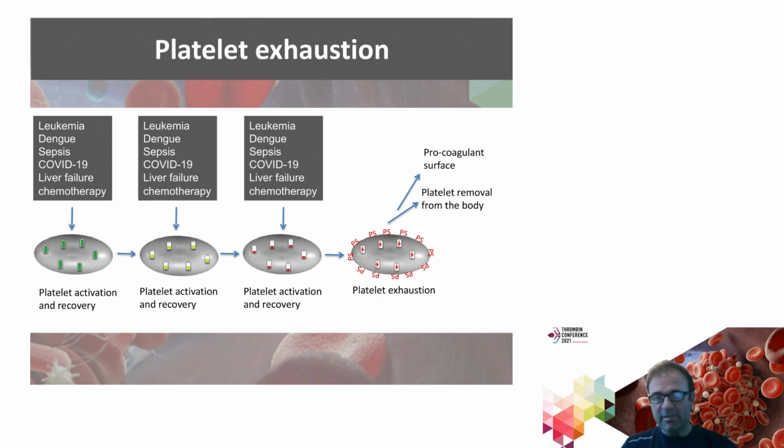They expose negatively charged phospholipids on their surface. And this means an eat-me signal and a procoagulant signal. Well, the eat-me signal means removal of the platelets. The procoagulant signal means a higher thrombosis risk. So you have the combination thrombocytopenia and thrombosis.